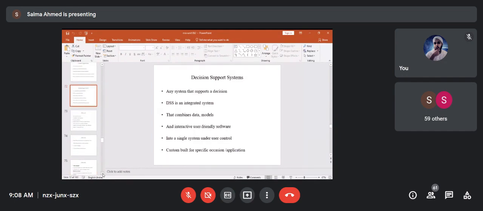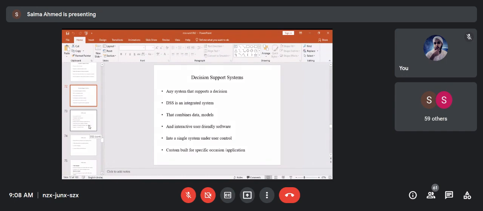DSS, as we said, if we reverse those terms, it becomes any system which supports a decision. The other thing we said is that it consists of three components. One is data, which could be HR related data, operations related data, marketing related data, or finance oriented data. The other component is model. So we build certain models, we hold certain databases, and we access data and make use of certain models to give me an answer, and that we do only when there is a requirement. So it is a single system under user control.